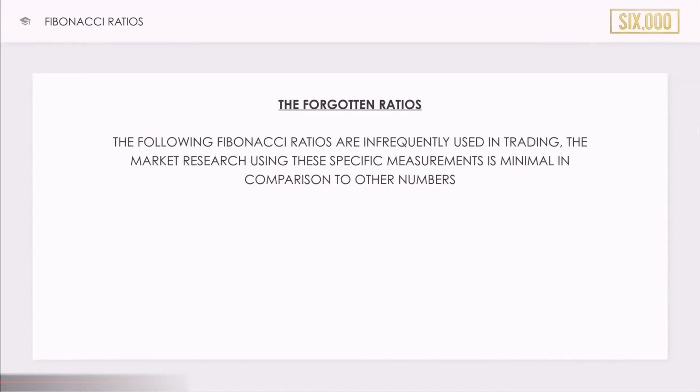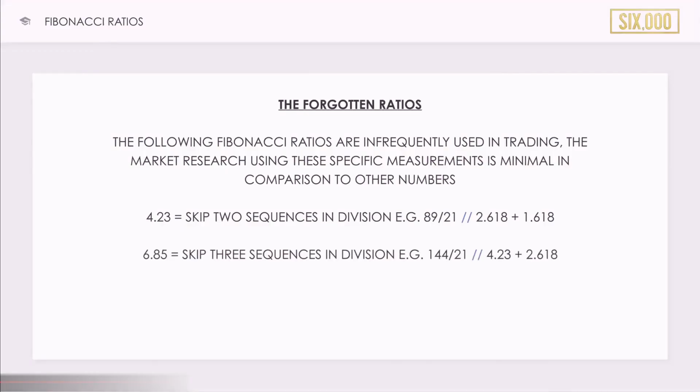Now onto the forgotten ratios. The following Fibonacci ratios are infrequently used in trading. The market research using these specific measurements is minimal in comparison to other numbers. 4.23, we went over this before. 6.85, 11.09. Now I don't want to keep calling out how to calculate these.